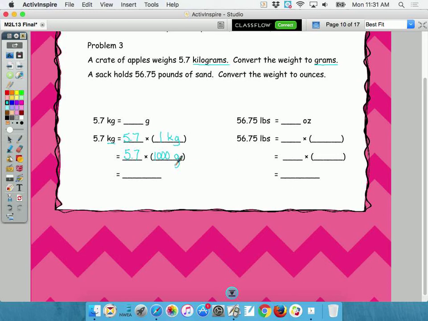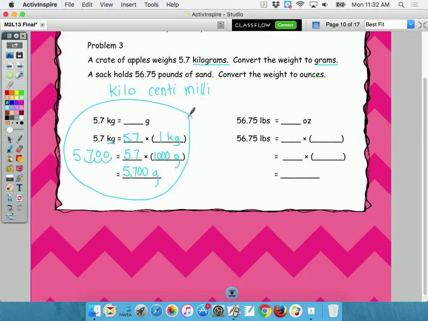The only 100 we have is centimeters. So if you run across another word, how do I know it's a metric system? Because of the prefix. What's the prefix? Kilo. Okay? You're also going to have centi and milli. Okay? All right, so how do I do this problem? 1, 2, 3. How many zeros do I fill in with? 2. So 5,700 grams.